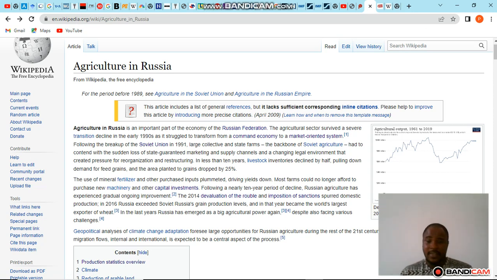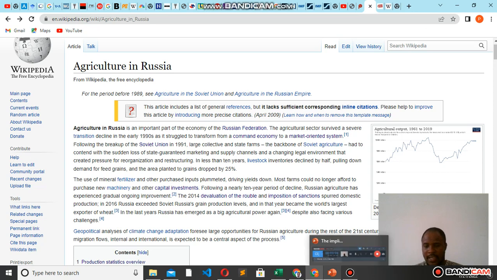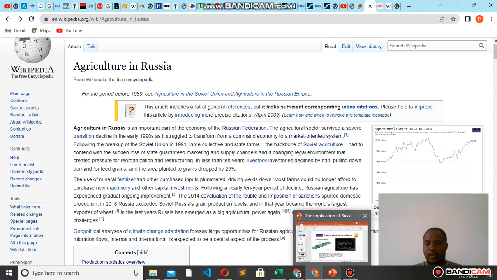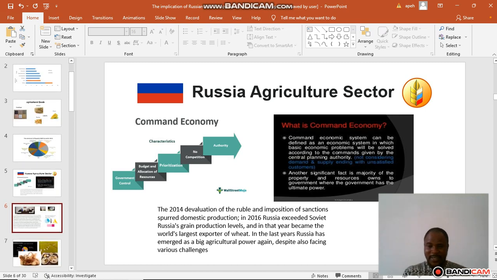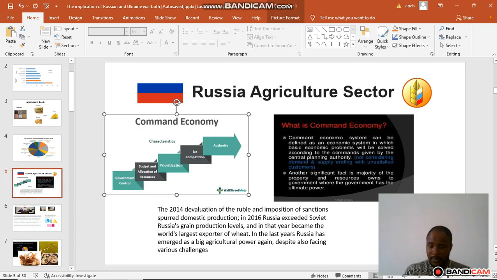Now, you can look at this piece. Agriculture in Russia is an important part of the economy of the Russian Federation. The agricultural sector survived a severe tension decline in the early 1990s as it struggled to transform from a command economy to a market-oriented system. For most of you that don't understand what a command economy is, and what a market economy is, a command economy is central to the government, majorly controlled by the government. They don't care about the customers, the users. They don't care about supply and demand. They make decisions as they want to make those decisions.